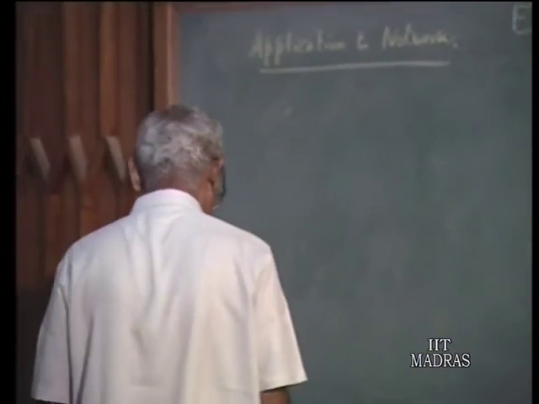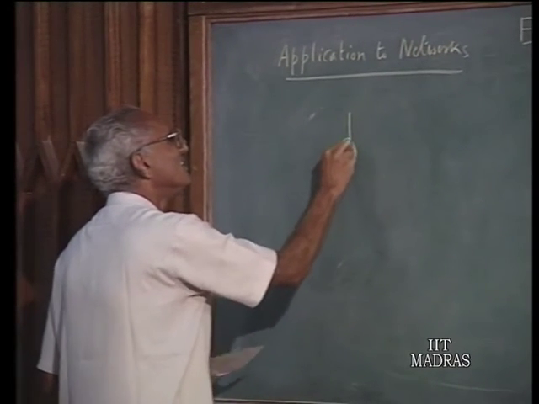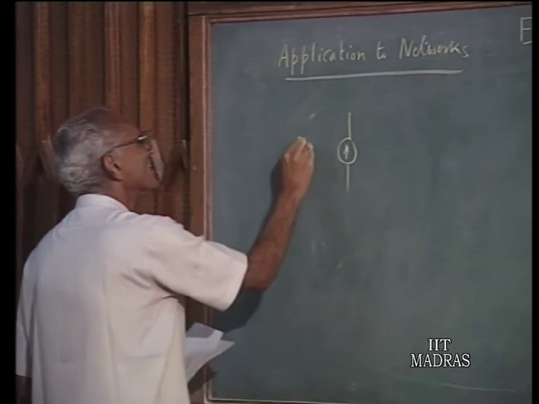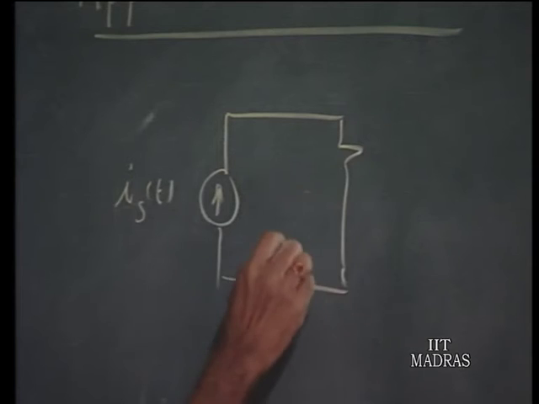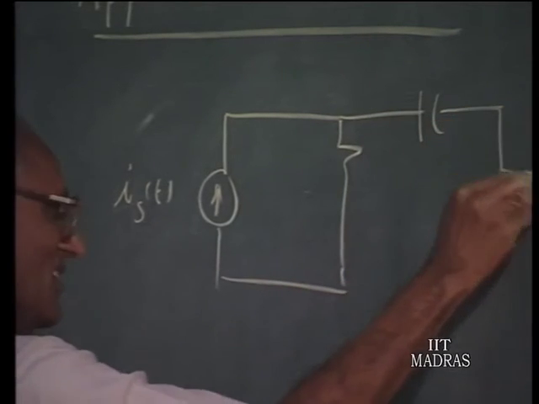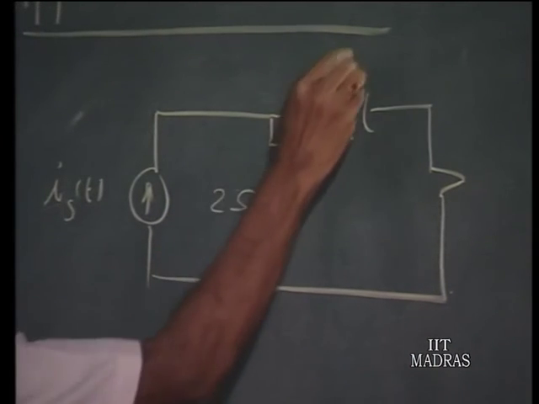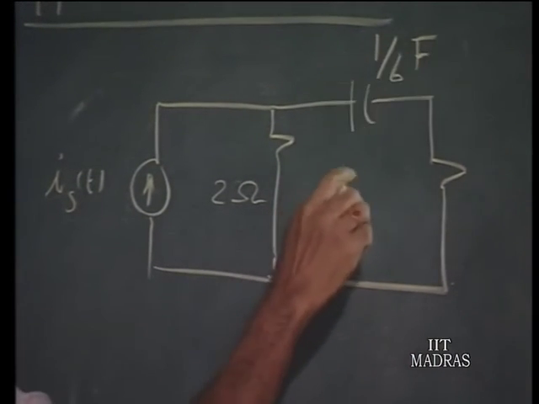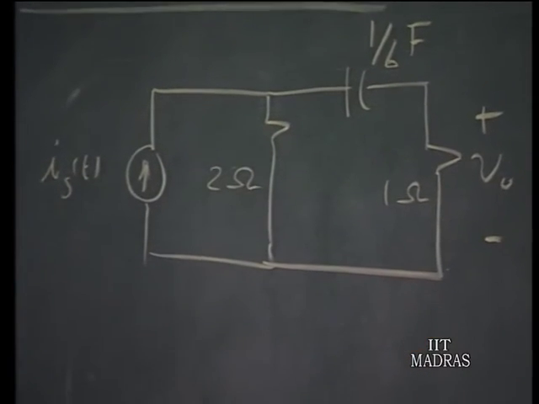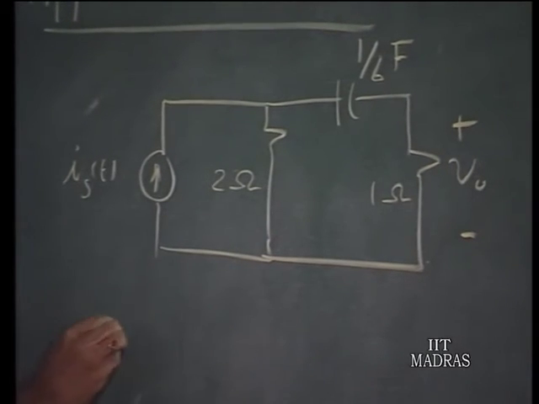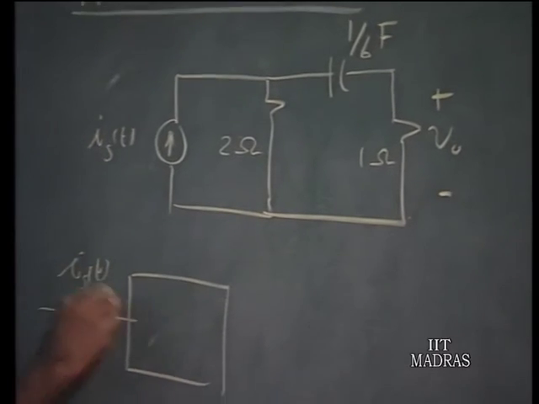So, let us take an example to illustrate this. Suppose I have a current source i s of t which is given to a circuit like this, where this is a 2 ohm resistor, a 1/6 farad capacitor and a 1 ohm resistor, and this is my output that I desire. This can be viewed as a system where i s of t is the input and v naught is the output.